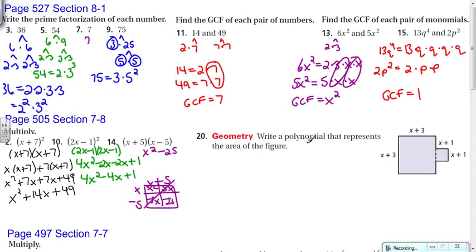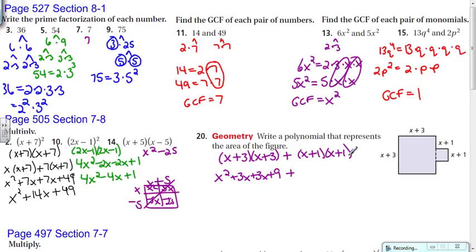So number 20, if I want to write a polynomial that represents the area of that figure, I would have to do length times width. So on the big square, it's x plus 3 times x plus 3. And then I'd have to add the little square, which would be x plus 1 times x plus 1. So that's a binomial times a binomial, so I can FOIL. So first times first is x squared. My outsides are 3x. My insides are 3x. And my last times my last, 3 times 3 is 9.